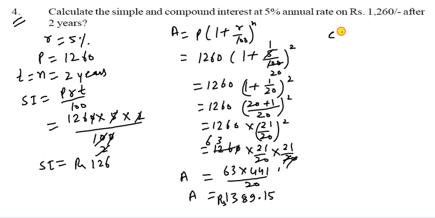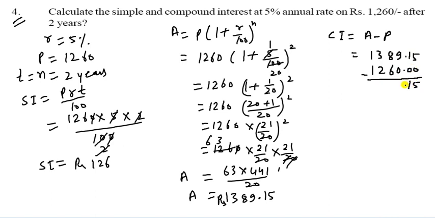So the amount will be your 1389.15. So you can find the compound interest CI, which will be A minus P. A is given as the amount 1389.15 and the principal is given as 1260.00. Subtract this one. So we get 129.15. That will be your compound interest CI.